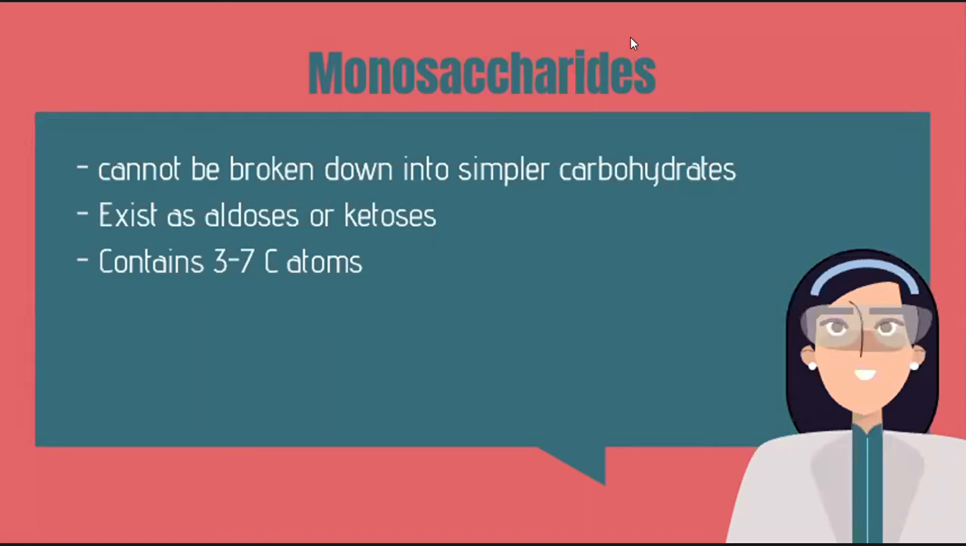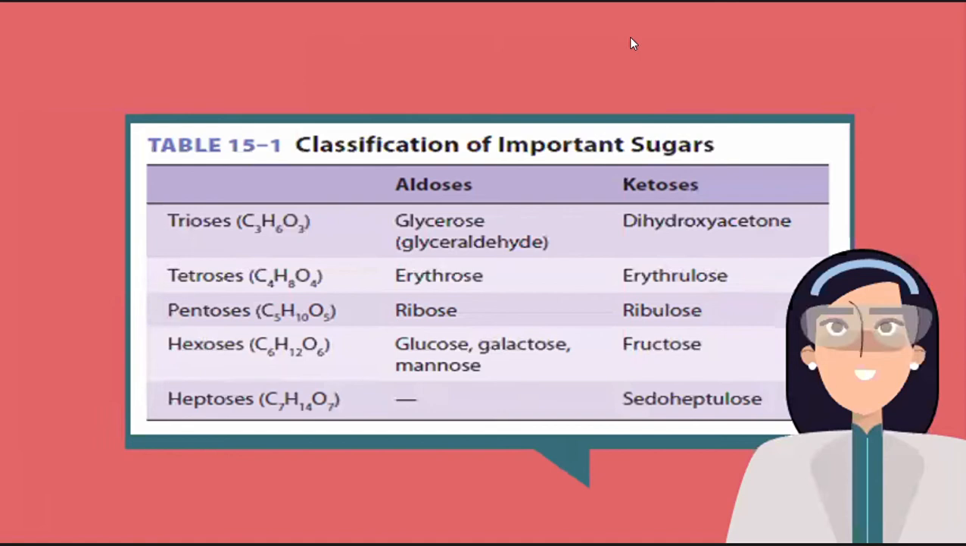So basically, if you connect one, like trioaldehyde or triose, and also trioketose, okay, and so on and so forth. So these are the classification of important sugars as to the functional group component, aldose or ketose.